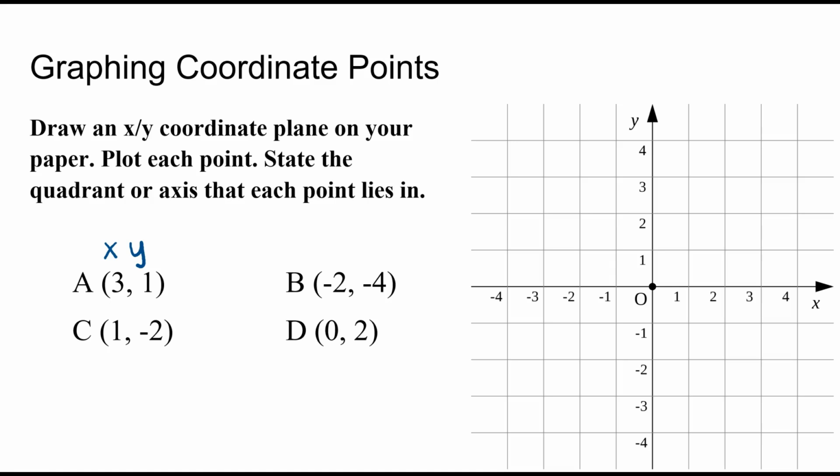And this tells you how far to move left or right, if it's positive right, negative left, up or down, up if it's positive, down if it's negative. So we're going to move 3 on the x-axis and up 1, and that's the point A. This is in quadrant 1.